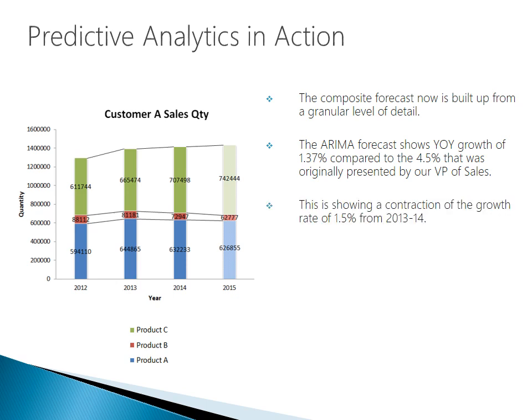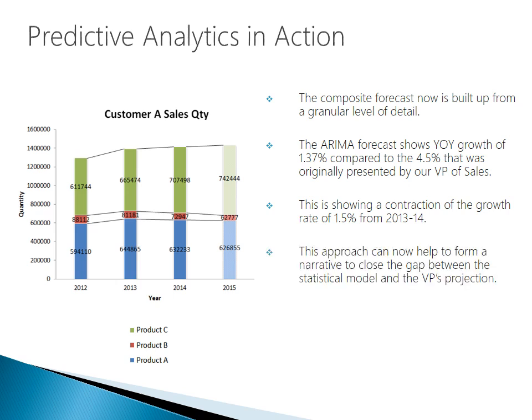And this 1.37% is a contraction of the growth rate from 1.5. So our sales VP is stuck in the unfortunate position of now having to say, wait, are we going to grow less than we did a year ago? We're still growing, it's not bad, but that's a much more difficult scenario to be in, and I wouldn't want to be that sales VP. But this approach allows us to now create a narrative to close the gap.